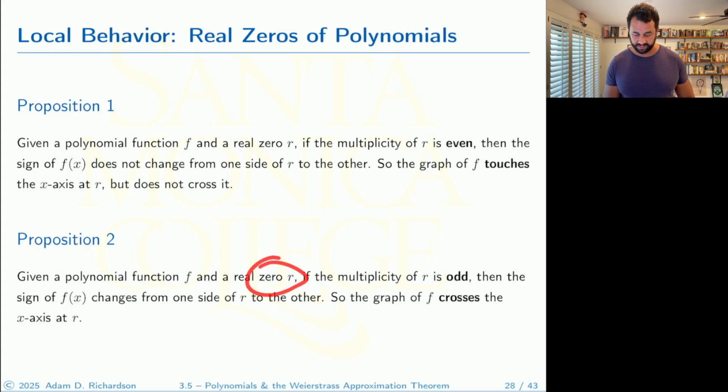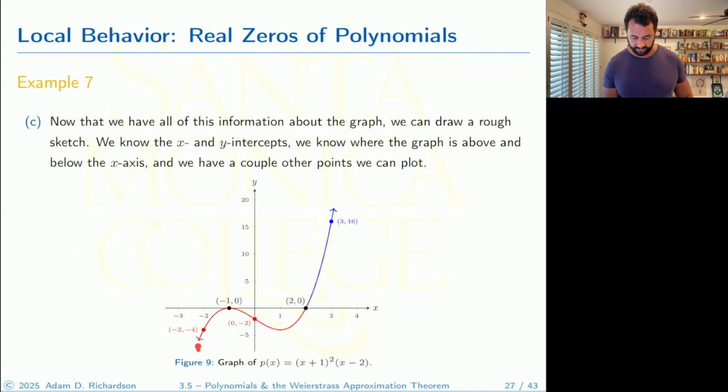If you've got a real zero r and the multiplicity is odd, then the sign of f of x does change from one side of r to the other. So the graph of f will cross the x-axis at r. That is exactly what we saw here. Even multiplicity, it bounced off. Odd multiplicity, it crossed. And that's true for any zero, any linear factor of a polynomial.